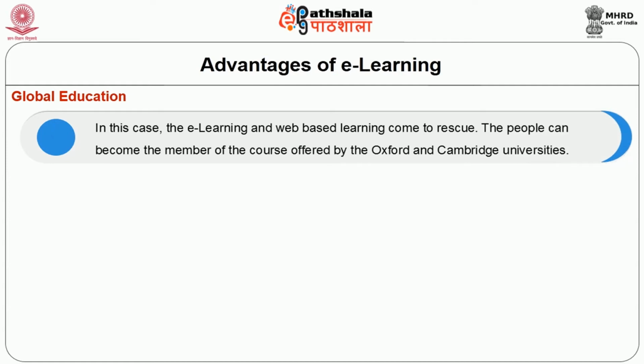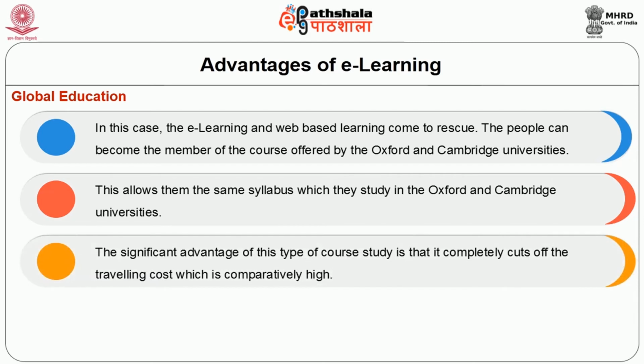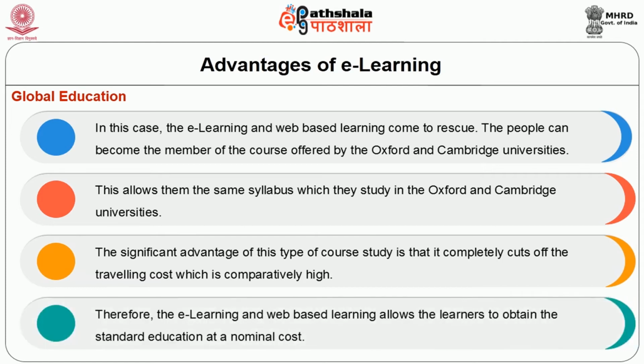In this case, e-learning and web-based learning come to the rescue. People can become members of the courses offered by the Oxford and Cambridge universities. This allows them to study the same syllabus which is studied in the Oxford and Cambridge universities. The significant advantage of this type of course is that it completely cuts off the travelling cost, which is comparatively high. Therefore, e-learning and web-based learning allow learners to obtain standard education at a nominal cost.